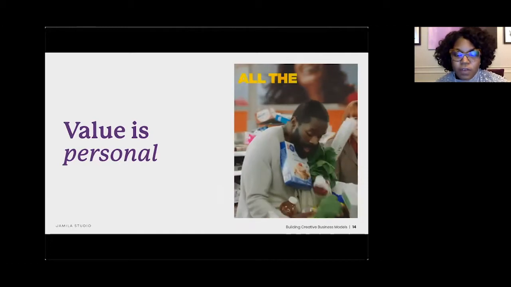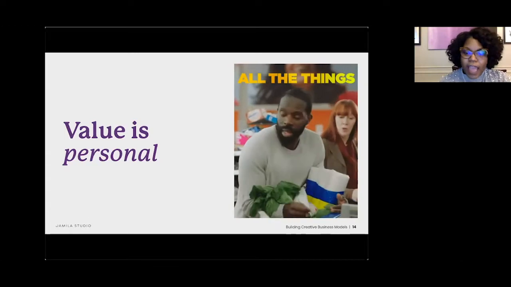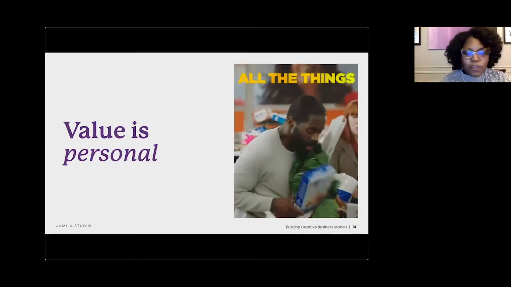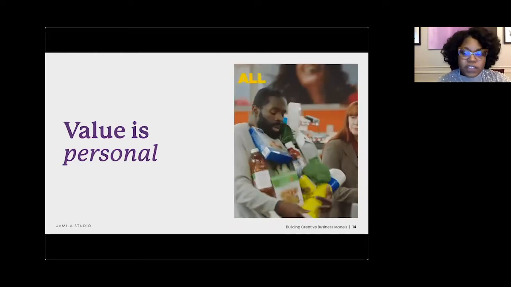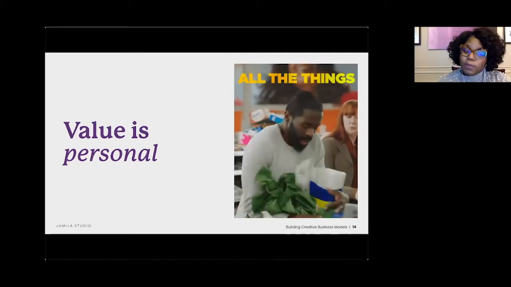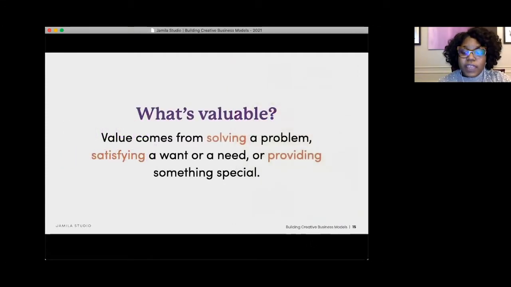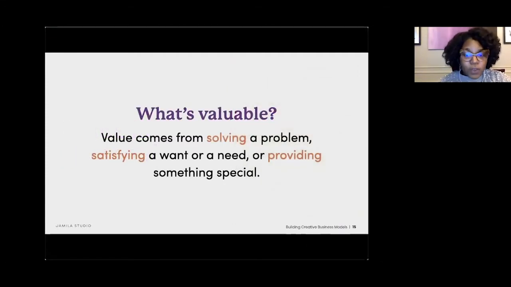When we think of value, value is personal to an individual person. Whether or not I like cereal is personal to me. You might hate cereal. I might like cereal because it reminds me of my childhood. You might like cereal because it's an easy breakfast food. Value is very personal to the person that you're speaking with. Value comes from solving a problem, satisfying a want or a need, or providing something special. Easy enough. You're either solving a problem, satisfying a want or a need, or providing something special. That's how you become valuable.